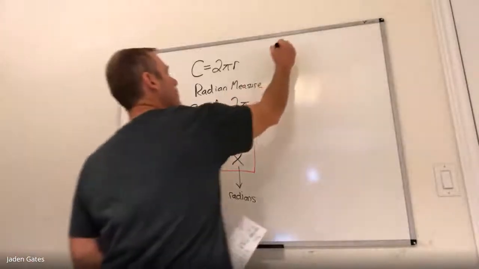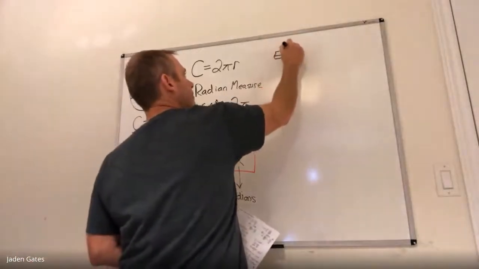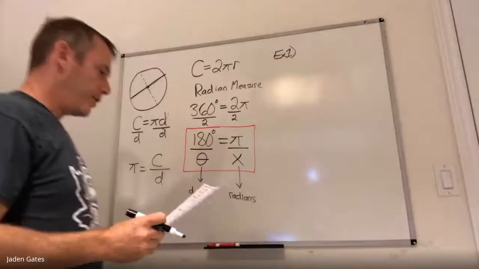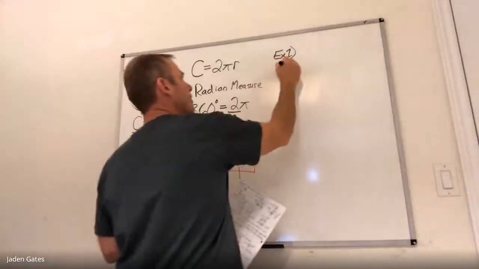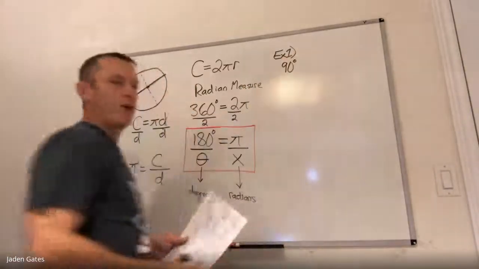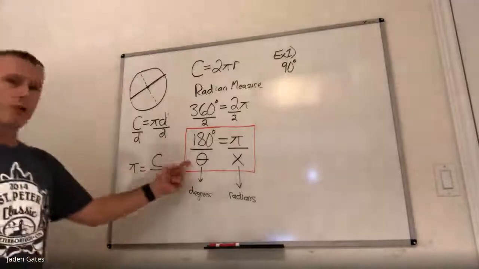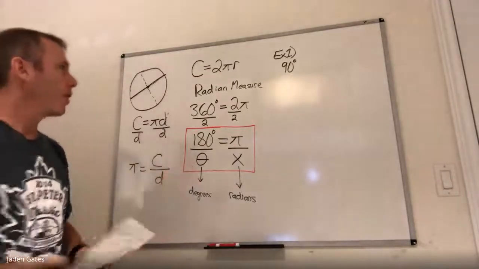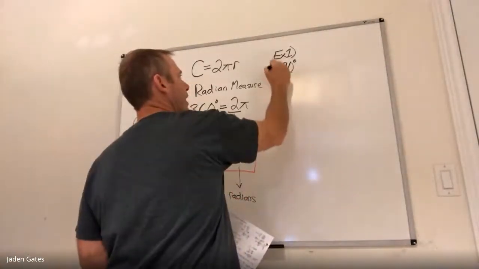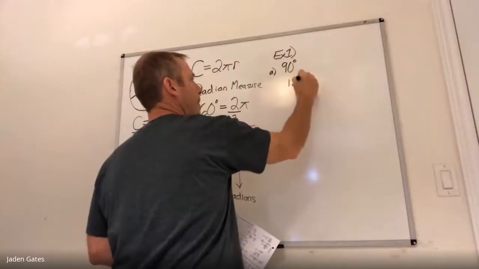All right, so example 1. Take 90 degrees and put it in radian measure. So again, I'm going to use my formula here. All right, so I have, and this is A, 180 is equal to pi.